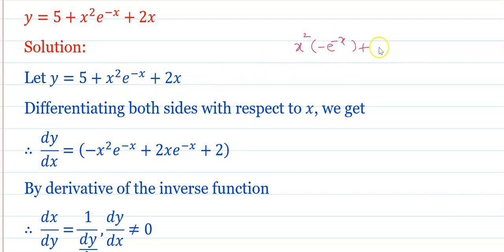Derivative of x square is 2x, and hence is 2x into e raised to minus x, and the derivative of last 2x is equals to 2, and hence minus e raised to minus x into x square. This is the first one. Next is 2x into e raised to minus x, and last is plus 2.